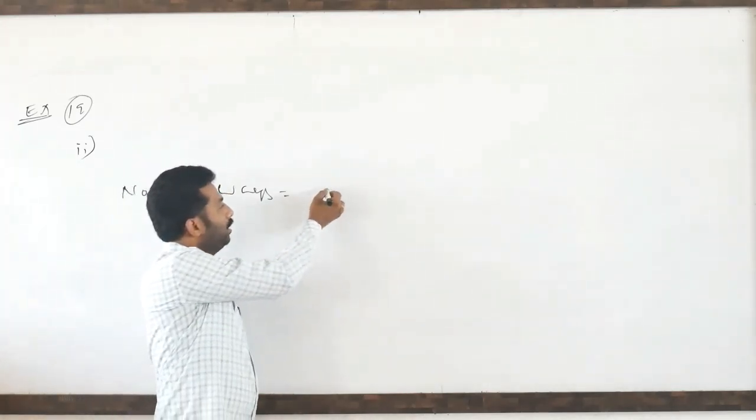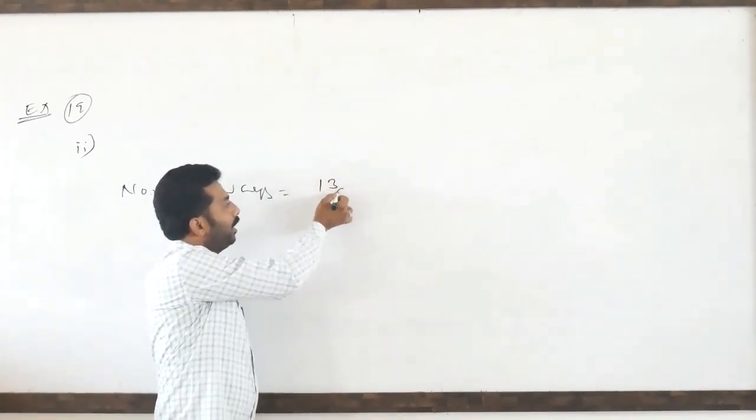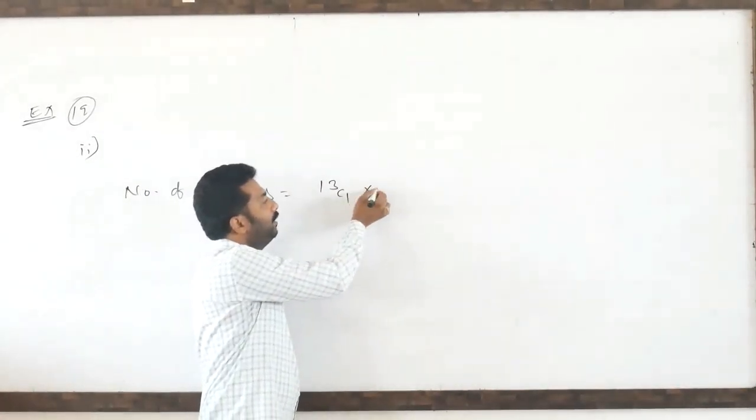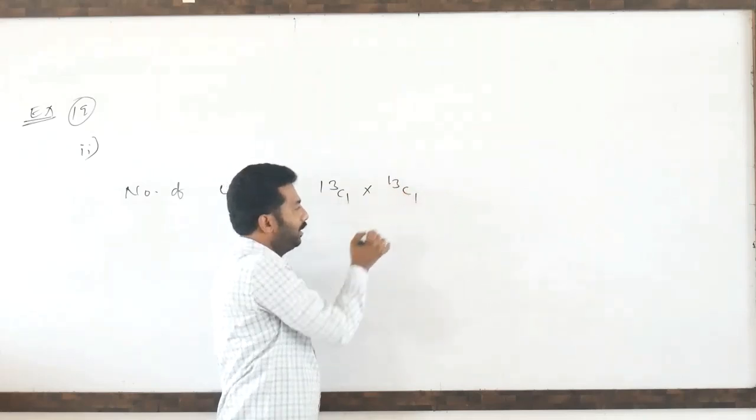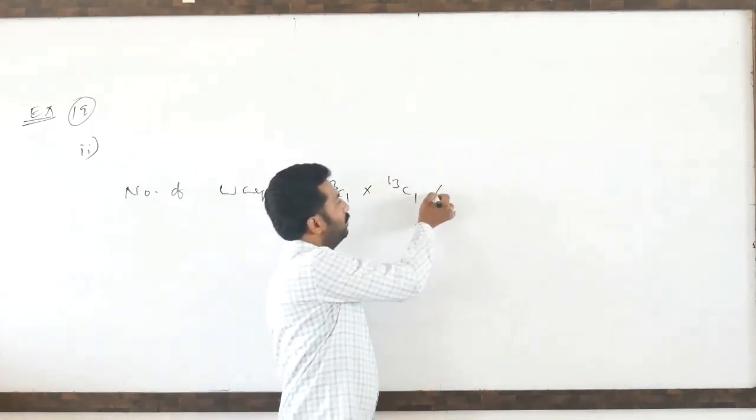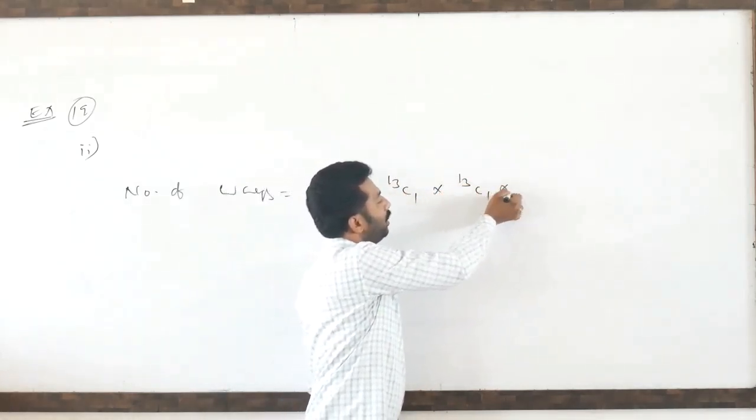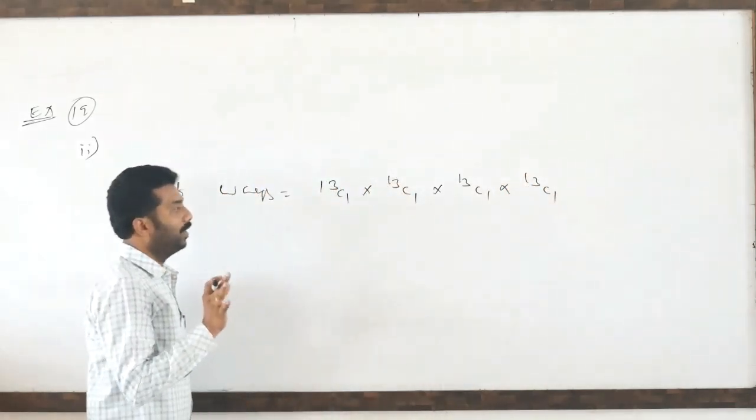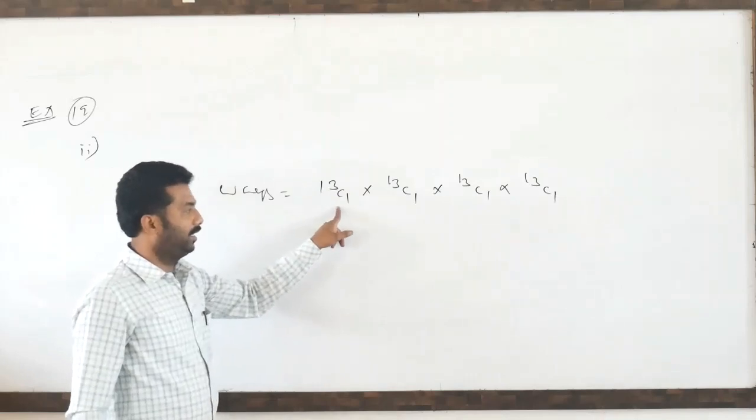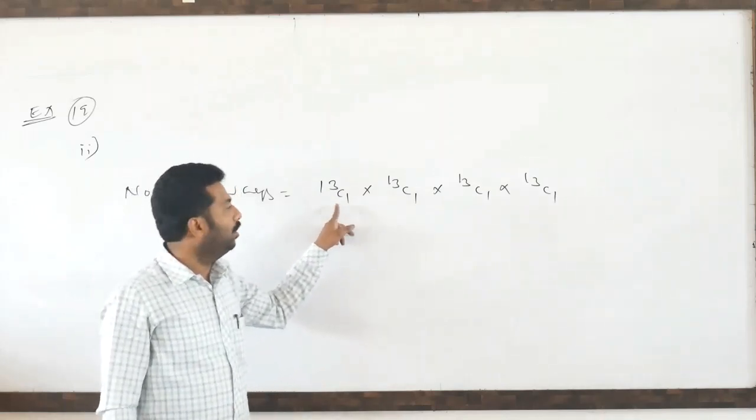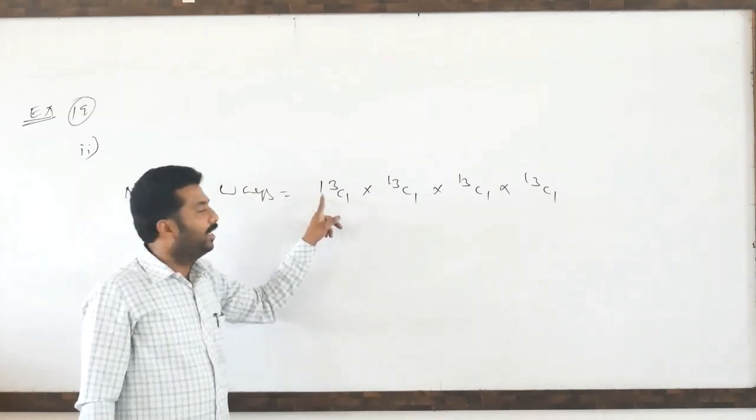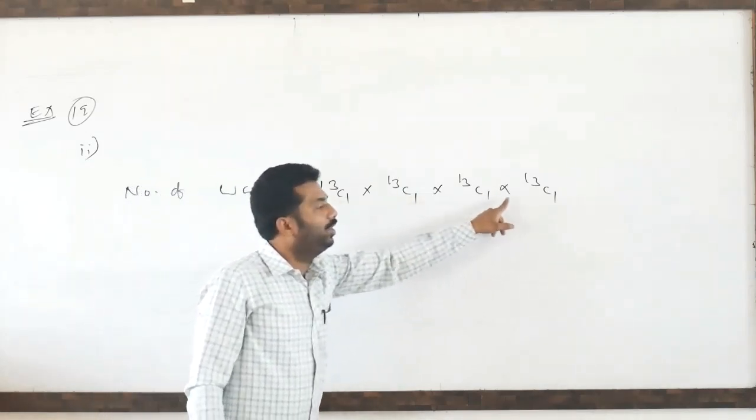See here. Suppose one heart card can be selected, this is 13C1. From the diamonds, 1 card; from the spades, 1 card; from the clubs, 1 card. So how many cards do you have to select from one suit? 1 card. You observe here we used multiplication.